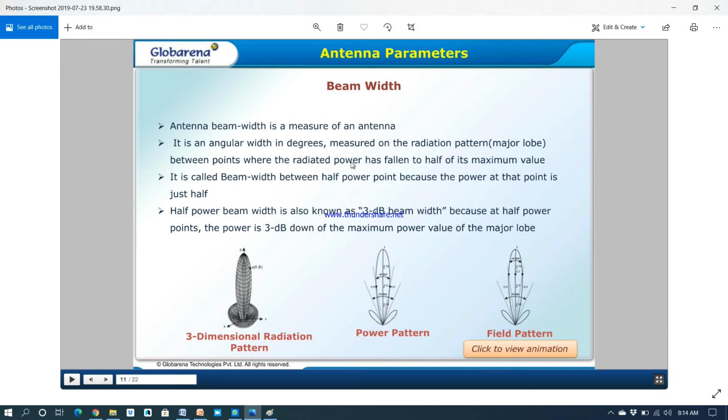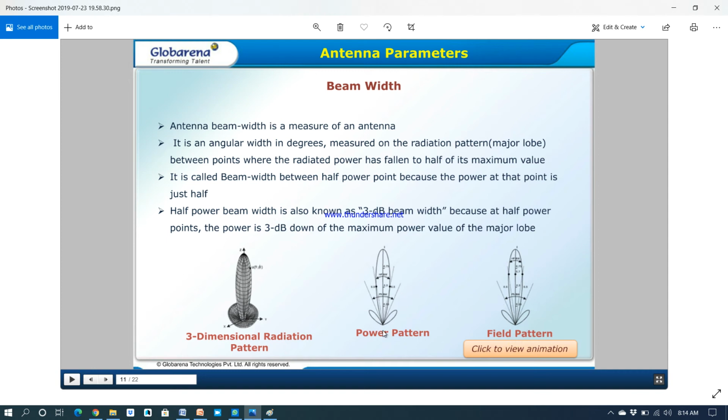So beam width, generally if you speak of a beam width, definitely it is a half power beam width. Beam width between half power points, because the power at that point is just half. So half power beam width is also known as 3 dB beam width. Generally if we talk about a beam width, it is a half power beam width.